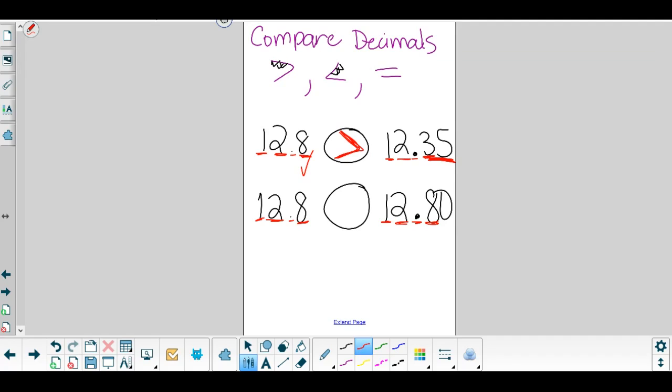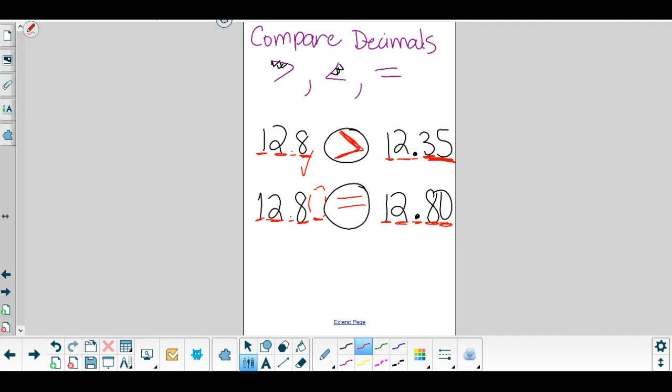The only difference that I see is that there's no number here, and there's a 0 here. My favorite thing to say to my friends, 0 is the same as nothing. Just because you see nothing here does not mean that you can't put a 0 there and it's the same number. That 0 is the same as saying nothing. So these numbers are equal. It's just saying that there's 12 and 8 tenths, or you can say that there's 12 and 80 hundredths. That's saying the same thing.